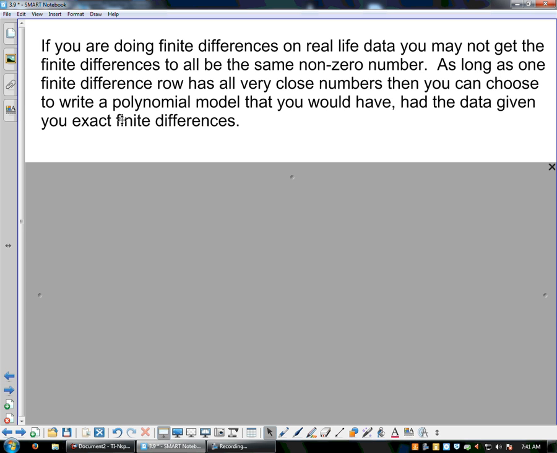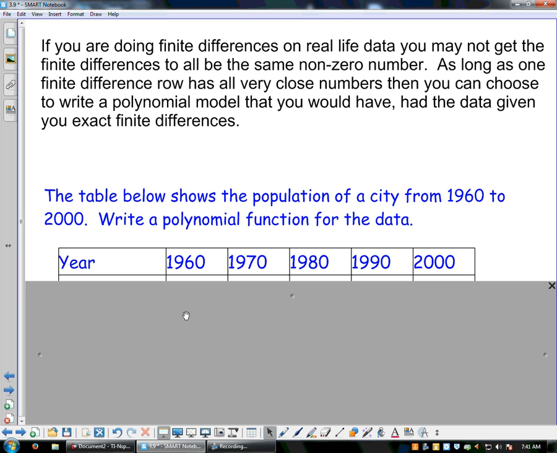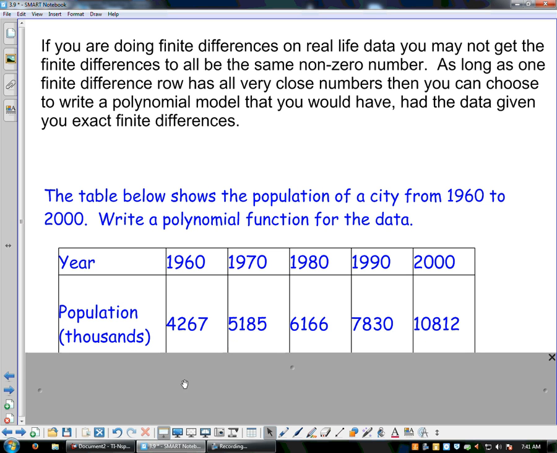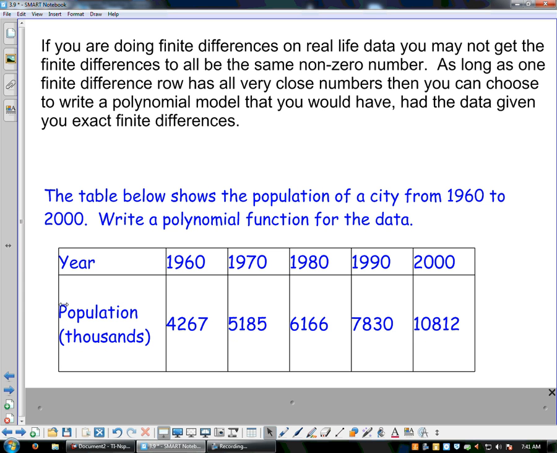Okay, you do not need to copy this down, but if you are doing finite differences on real life data, you may not get the finite differences to all be the same non-zero number. As long as one finite difference row has all very close numbers, then you can choose to write a polynomial model that you would have had the data given you exact finite differences. In other words, as long as the finite differences are close, then it's okay. Let's take a look at this example.